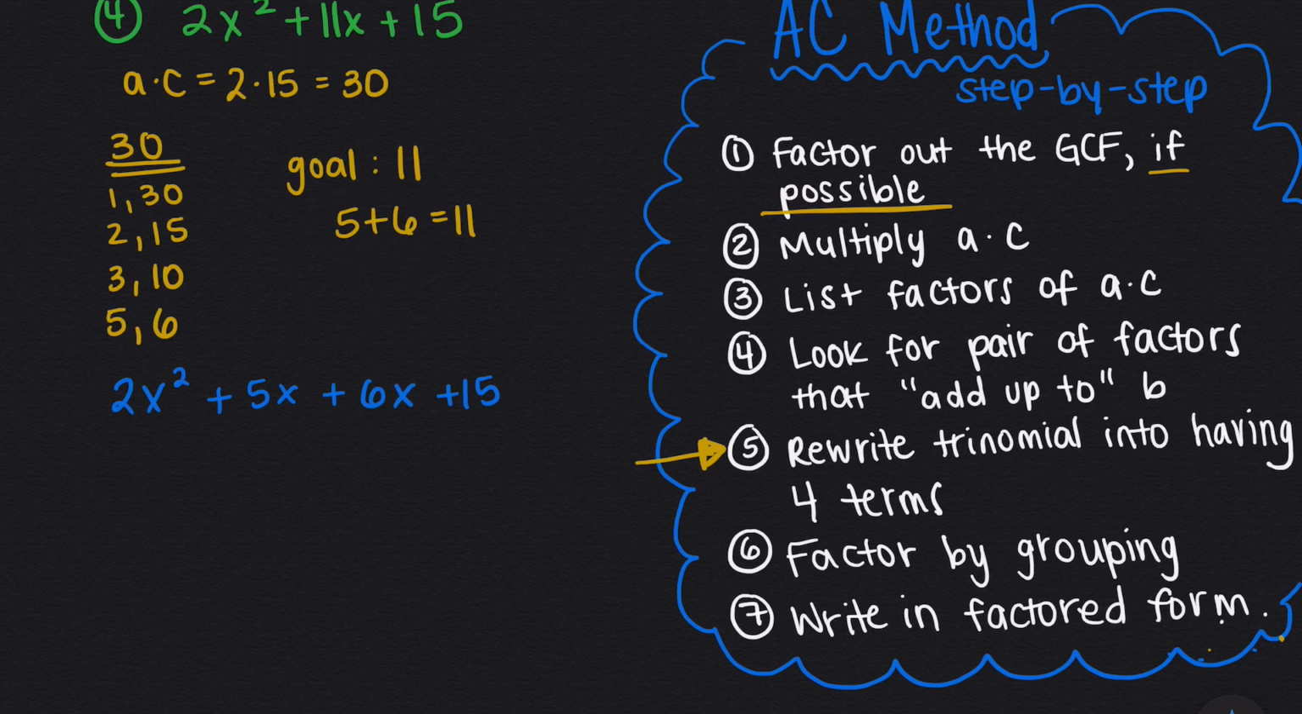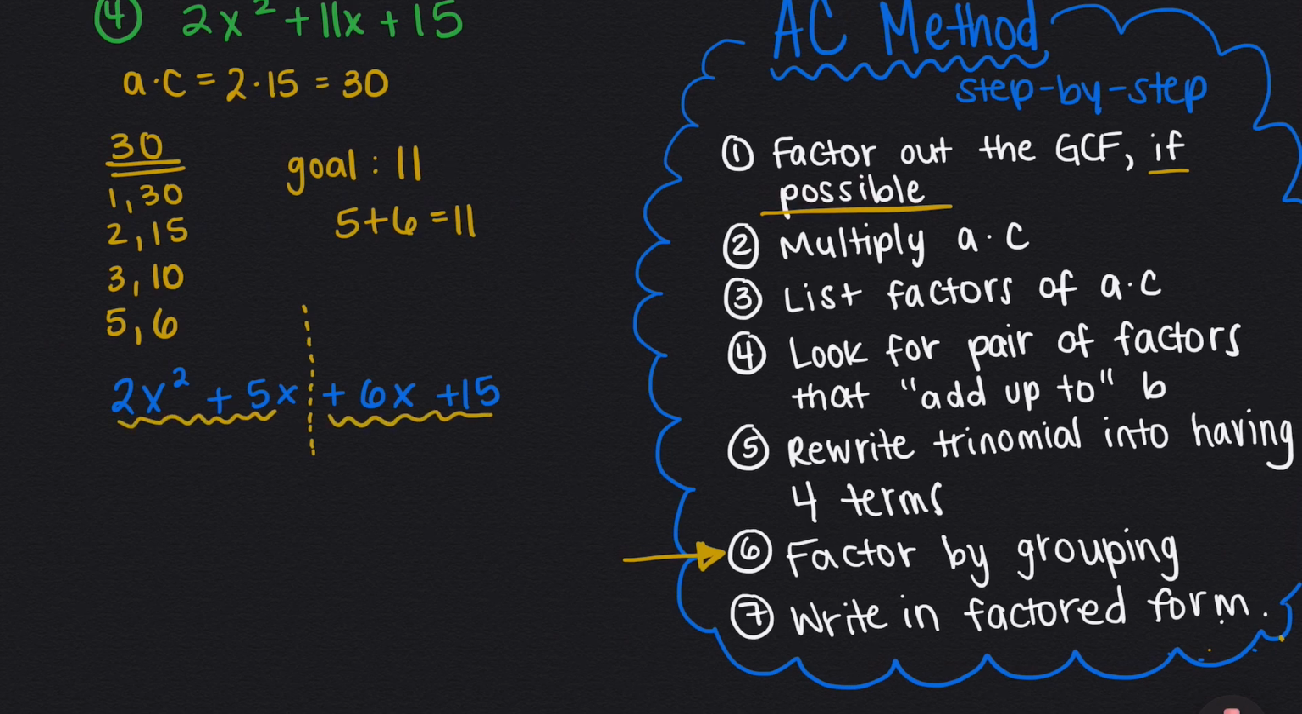Important to check your work at this step before you go any further, just to verify that when you combine the like terms in your expression, you do get the number that you want. In this case, 5x plus 6x gives us 11x, which matches our original question exactly, so we're on the right track. Now we're on step 6, which is to factor by grouping. So remember, you split up your terms right in the middle, you draw a little line, and then you want to factor the left side and you want to factor the right side.